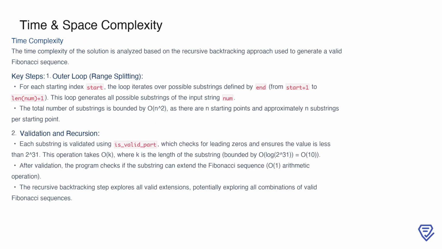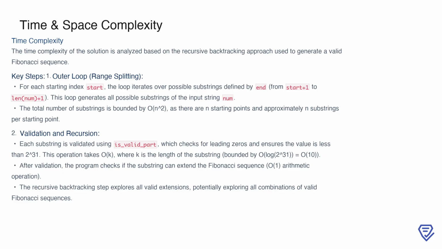In this problem, the time complexity is primarily determined by the recursive backtracking approach that we use to construct a valid Fibonacci sequence. First, let's consider the outer loop, which is responsible for splitting the input string into potential substrings. For each starting index, the loop iterates over all possible substrings by varying the ending index.